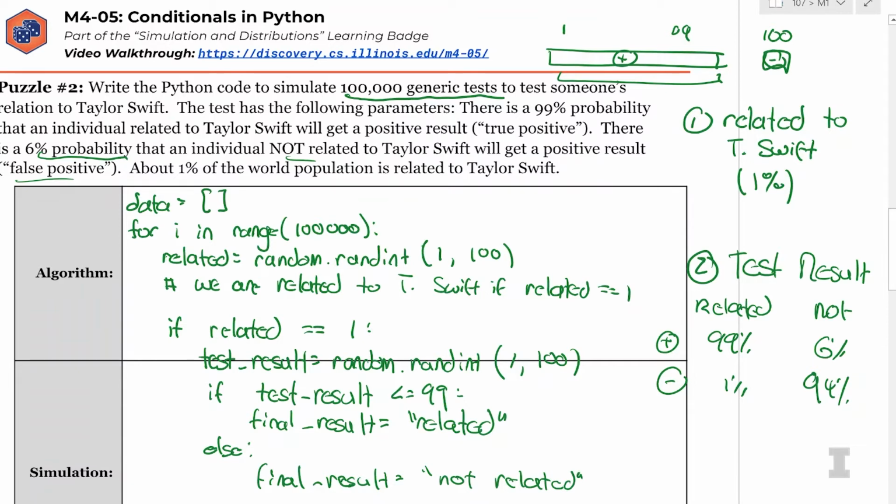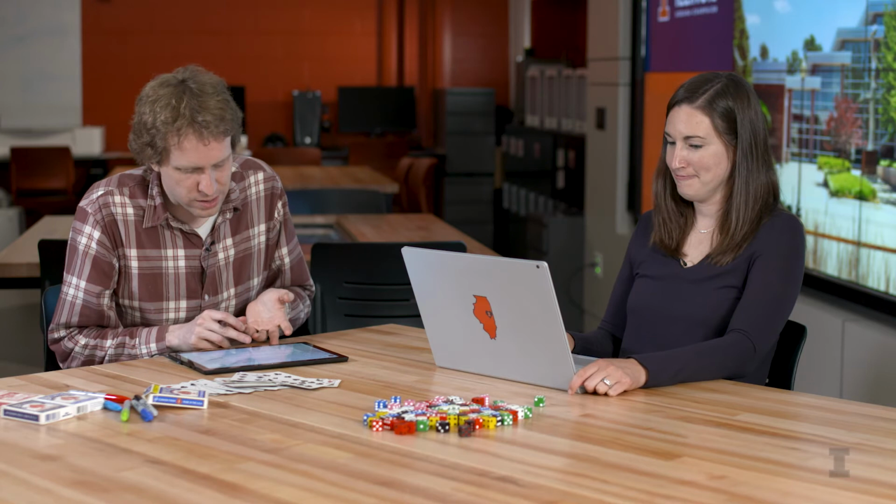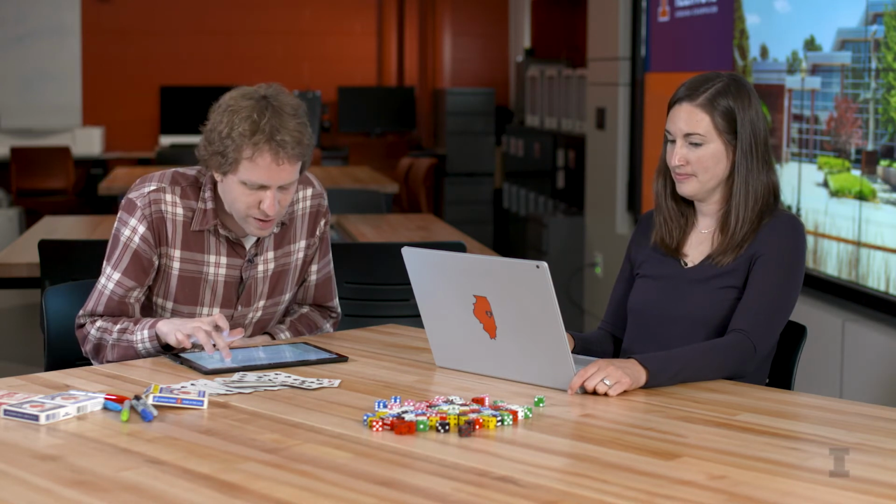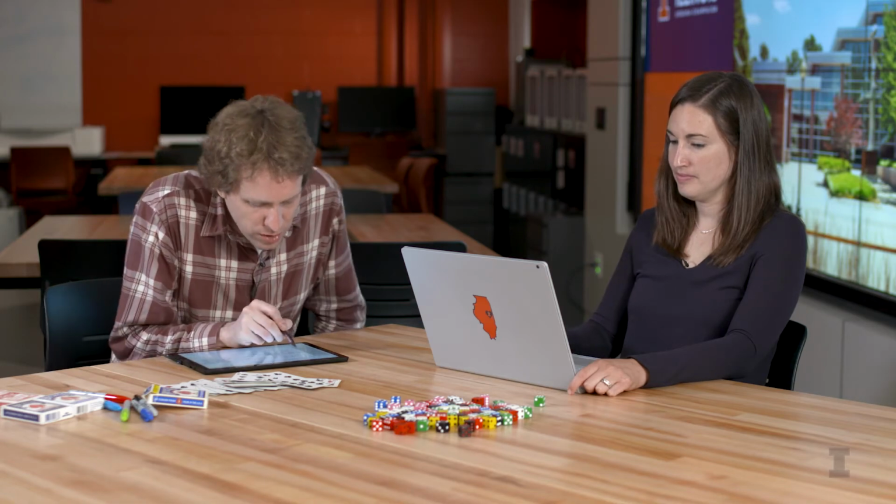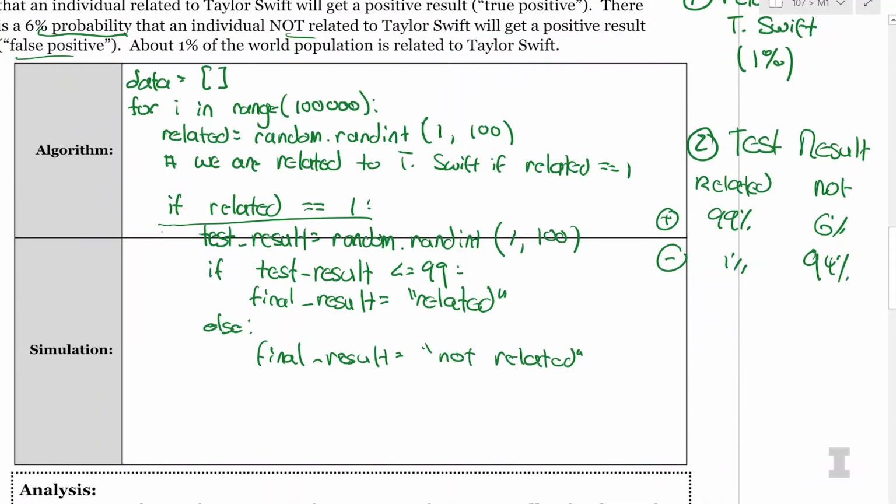So basically, if the genetic test returns a 1 through 99, we know that if we're truly related, that's a simulation of a related, a positive test result. Otherwise, the final result is not related, or a negative test result. And then finally, the last thing I need to do is this related equals 1 at the same level as that if statement. We need to do the else statement for if we're not related to Taylor Swift.